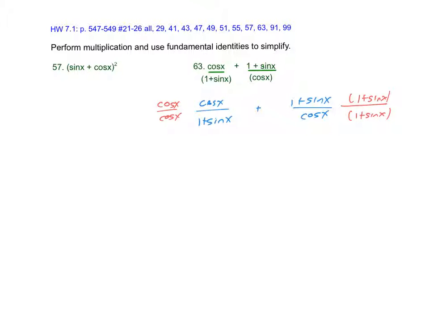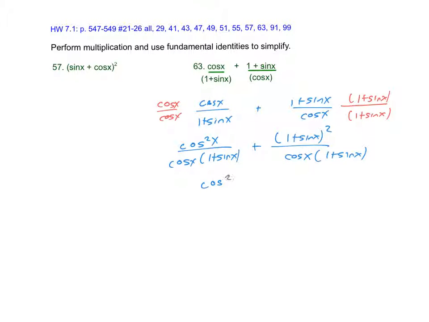So now the first fraction becomes cosine squared x over cosine x times 1 plus sine x. And don't multiply out the denominator to the end, because maybe we can cancel out some expressions or some factors. And the right fraction becomes 1 plus sine x quantity squared over cosine x times 1 plus sine x. And now I'm going to add the two fractions.